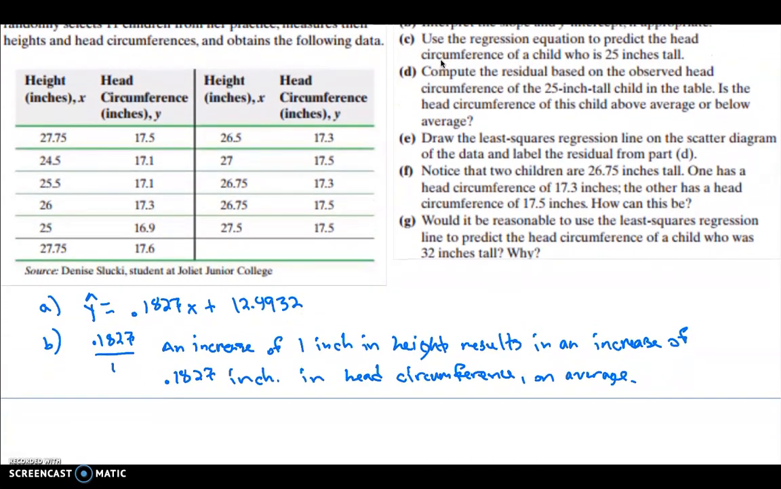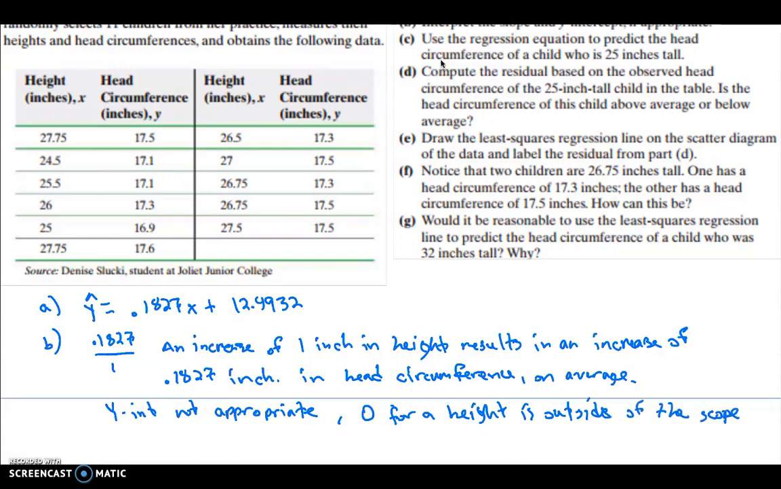So that would be our slope. Okay, the y-intercept would not be appropriate. First, that would tell us that we have a height of 0, so we don't have anything. No baby exists. And so we'd say 0 for a height is outside of the scope of the model. Okay, so that would be how we would look at and interpret the y-intercept and the slope.